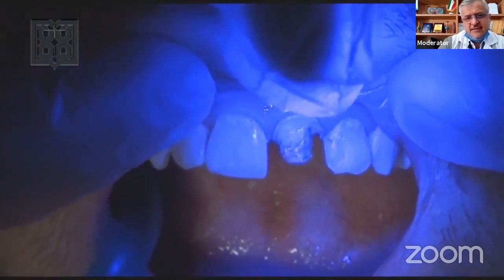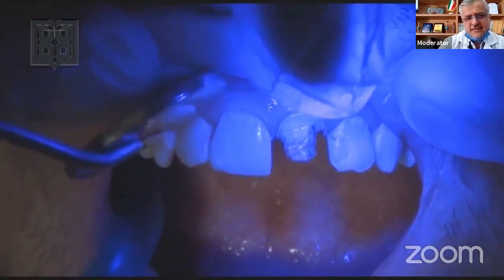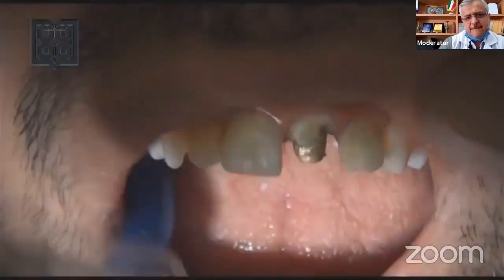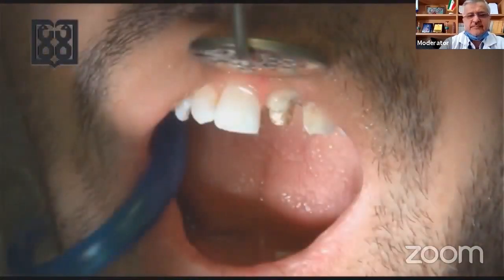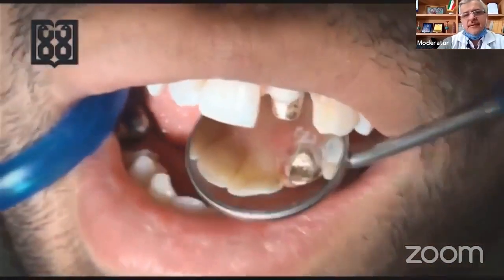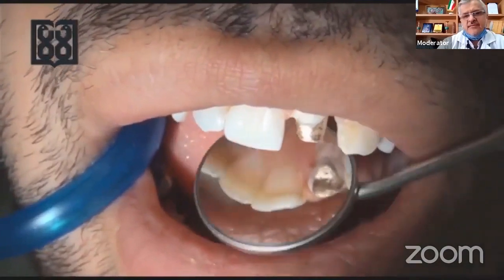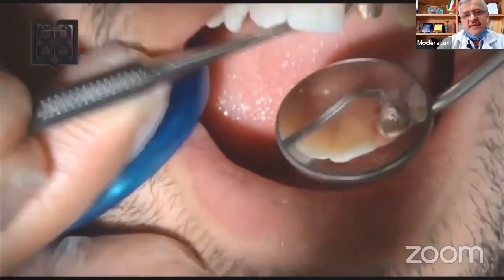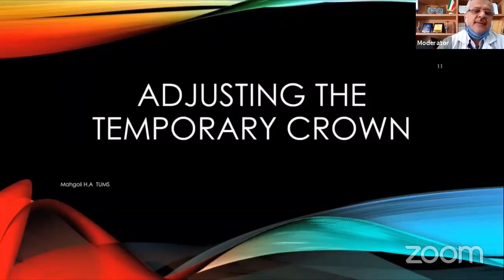And again, we must completely remove the excess of cement. On the palatal surface and mesial and distal surfaces, we must carefully remove the excess of cement.